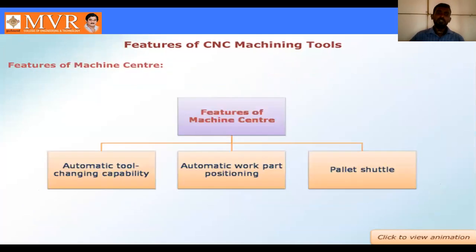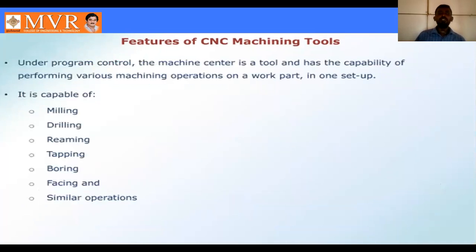The next one is features in machine tools. What are the basic features of machine tools? They are automatic tool changing capability one, automatic work part positioning one, and pallet shuttle one. These are the features of machining tools. They are capable of milling, drilling, reaming, tapping, boring, facing and similar operations. These are the various machining operations on a work part in one step. So these are machining tools one.